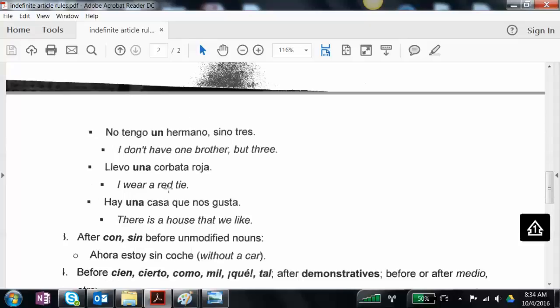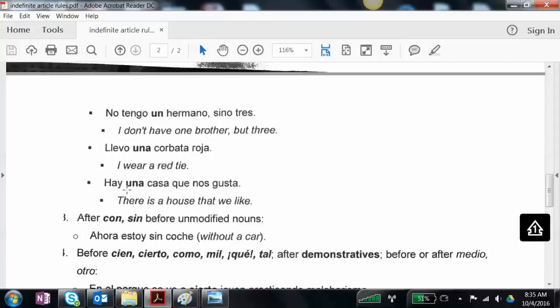Here you've got a red tie. This is a little bit easier when you just see an adjective. So if we're calling the tie red, then we put una. Hay casa or hay una casa que nos gusta. This que nos gusta has modified the casa because now we've got more information about the house. Once there's more information given about our noun, then we use the article.